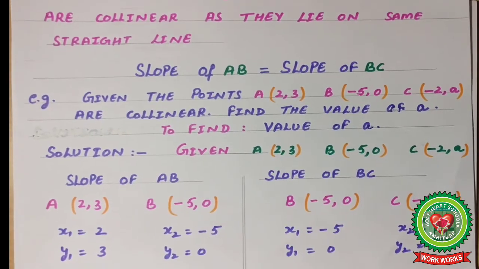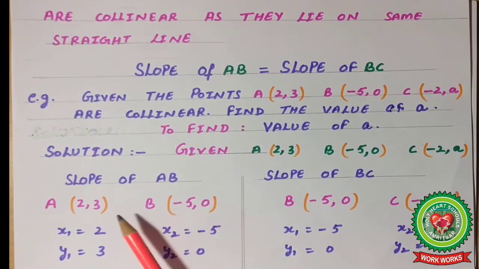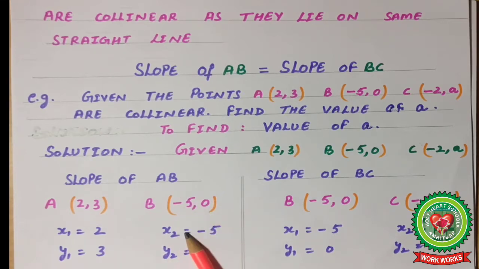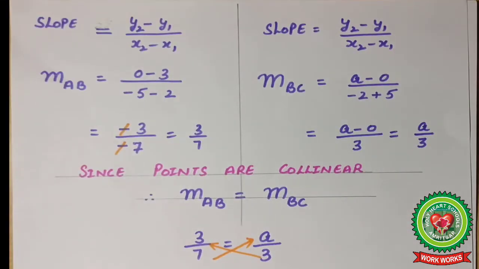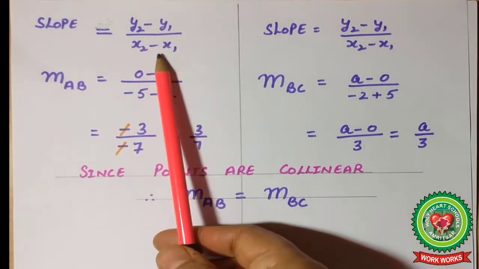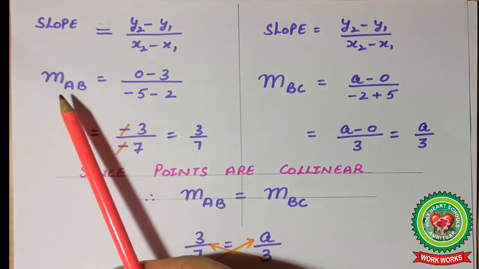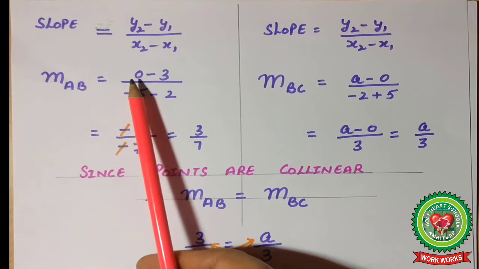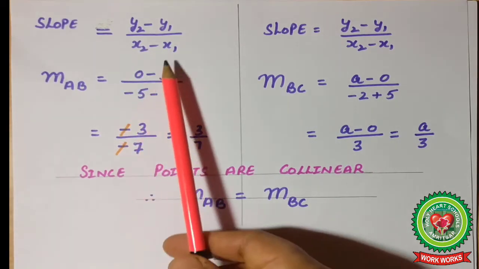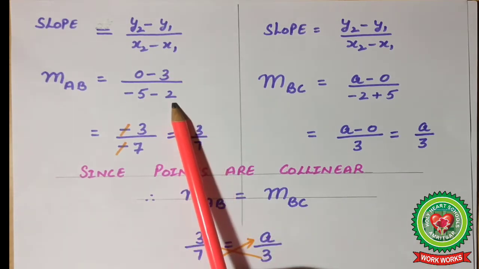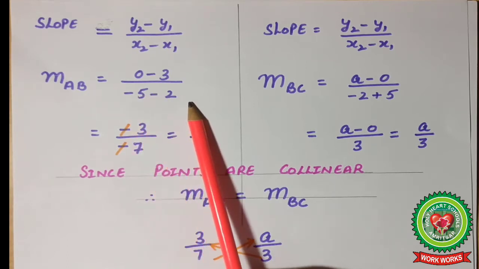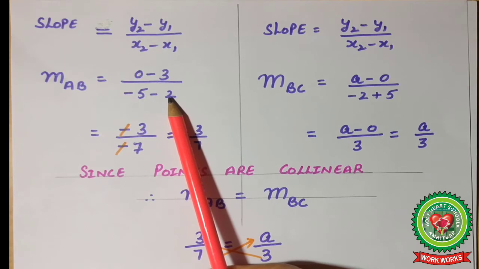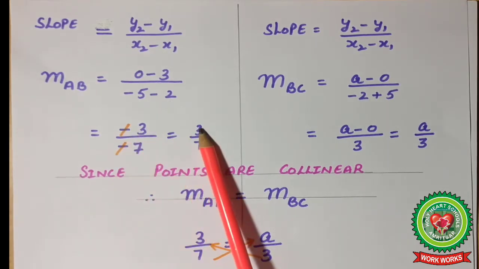For slope of AB, point A (2, 3) is x1, y1 and B (-5, 0) is x2, y2. Same for BC, B is x1, y1 and C is x2, y2. We apply the slope formula: slope is equal to y2 minus y1 upon x2 minus x1. Since M is the symbol of slope, we write MAB. MAB is 0 minus 3 upon minus 5 minus 2, which is minus 3 upon minus 7. Minus and minus cancel, so 3 upon 7.